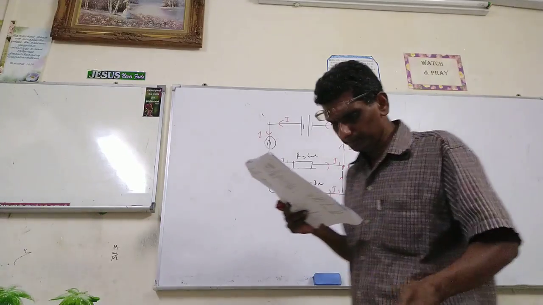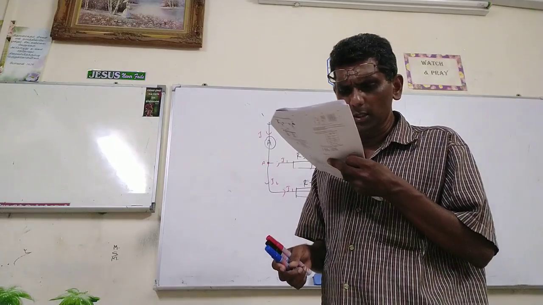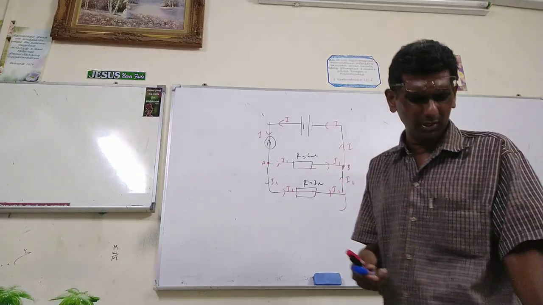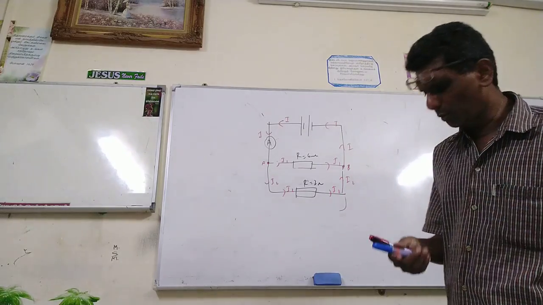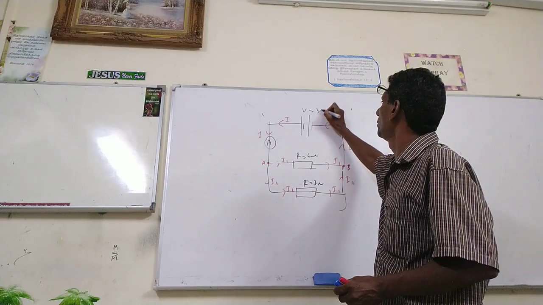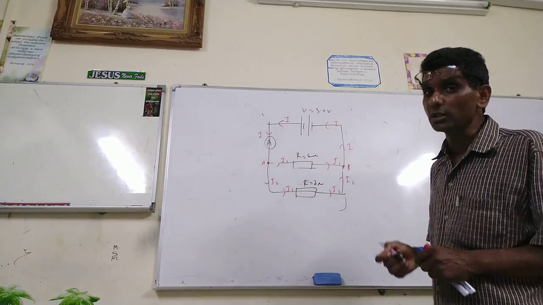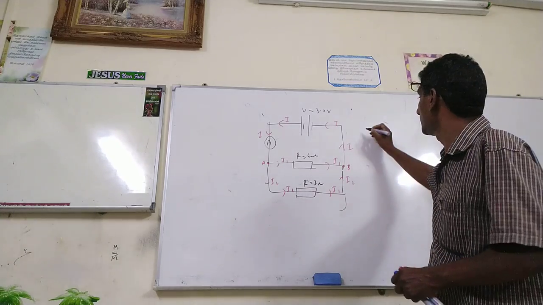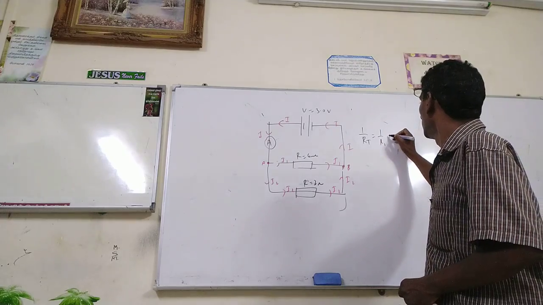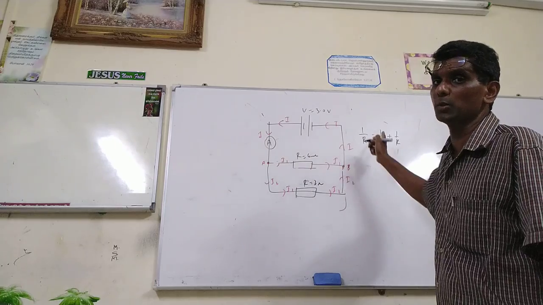Based on this one, they are asking to calculate the total current. Total current is I. The total voltage is 3 volt. So we have to find the total resistance. Total resistance: 1 over RT equals 1 over R1 plus 1 over R2, because it's a parallel resistor, so we use the parallel formula.